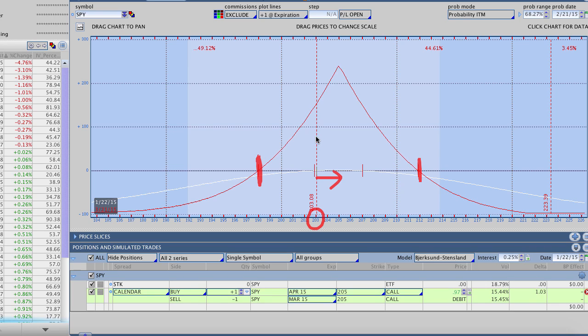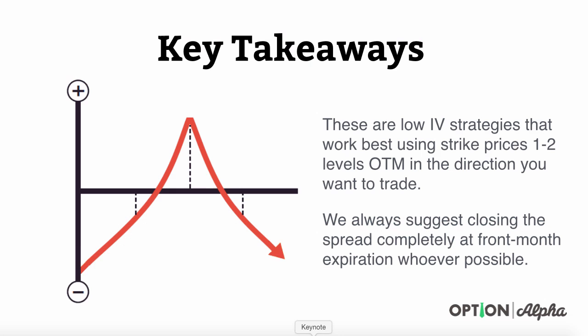We'd ideally like to see the stock rally a little bit, but in this case we also leave ourselves an opportunity to make some money even if the stock drops in value. So that's why these are slightly directional trades, but if you set them up correctly, you end up giving yourself an opportunity to make money in both directions of where the stock might move in the future.